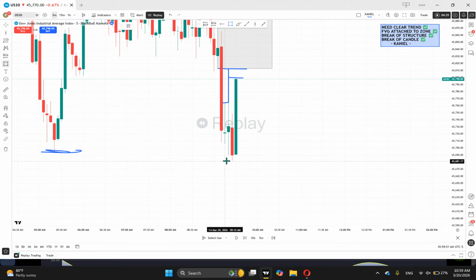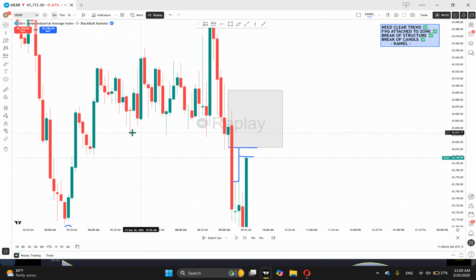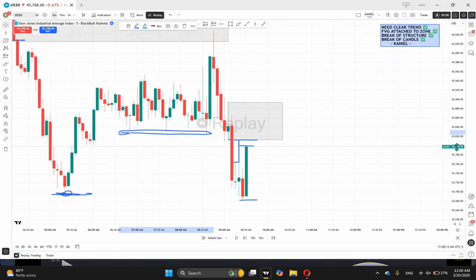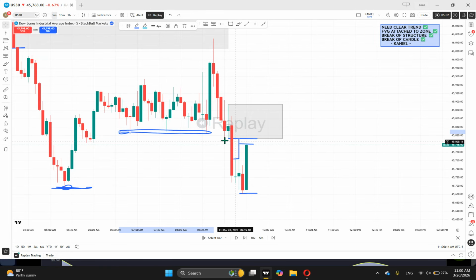So the market made this low. The market made this low right here that went below this previous major low. But it also broke below all these minor lows in the middle right here. So that's kind of confirmation that the market wants to go lower. Let's play it out a little more.